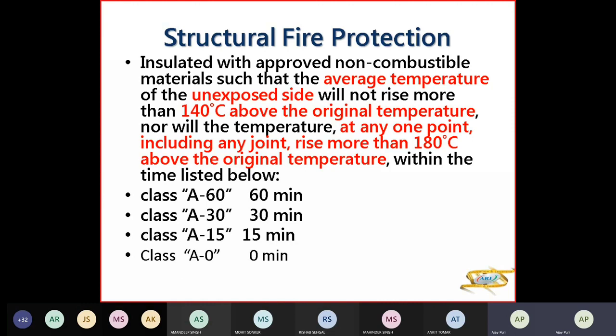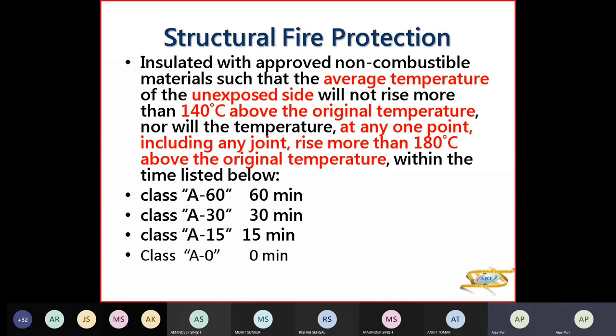And if you have individual points, then the temperature at any individual point, including a joint of the unexposed area, should not rise more than 180 degrees above original temperature. So if your original temperature is 50, it will be 180 plus 50.